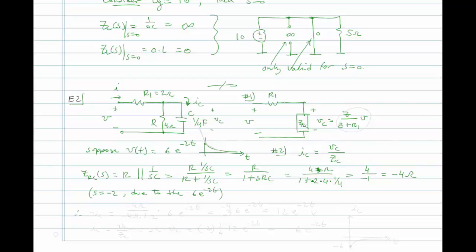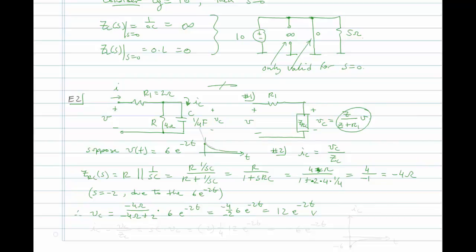So therefore, we can write the capacitor voltage VC. Remember, I'm going to use this voltage divider. It's Z, or ZRC, which is minus 4 ohms, over ZRC plus R1. R1 is 2 ohms, times the voltage that I'm exciting this with, which is 6 e to the minus 2t. So what do we have? We have minus 4 over minus 4 plus 2, which is minus 4 over minus 2, times 6 e to the minus 2t. So that means we have 12 e to the minus 2t volts.